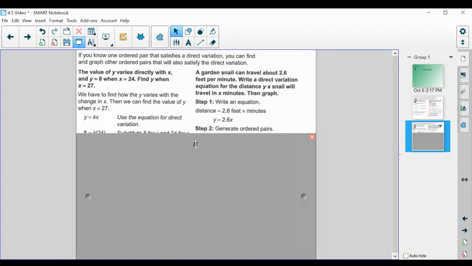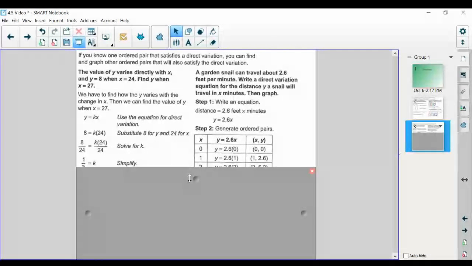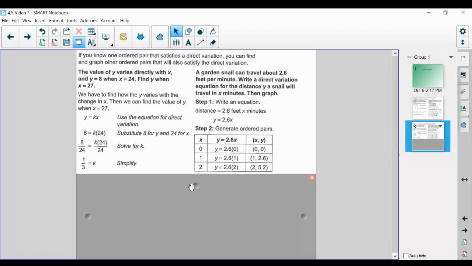Now, we can generate some ordered pairs, just like we have done before. We can take some x values, substitute them in, get the corresponding y values, and plot those points. So if x was 0, 2.6 times 0 is 0. Therefore, the ordered pair is 0, 0. If x is equal to 1, then we have 2.6 times 1, which is 2.6. So y is 2.6. Therefore, we get the ordered pair 1, 2.6. And we continue on and on.